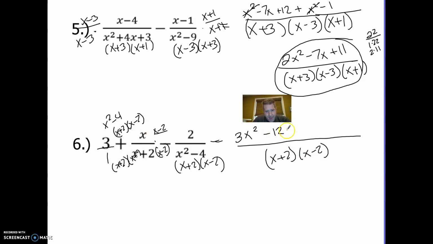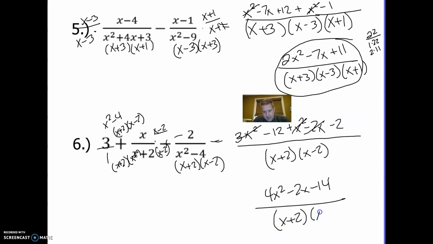Okay, so then add the next one, which is x squared. x times negative 2 is negative 2x. And then the last piece, which is subtract. I'm going to change that to addition here. Well, it looks like we don't have to do anything, so it's just minus 2. Now I can clean this up a little bit. So 3x squared plus another one makes 4x squared. Minus 2x, and minus 14. Put that over x plus 2 times x minus 2.